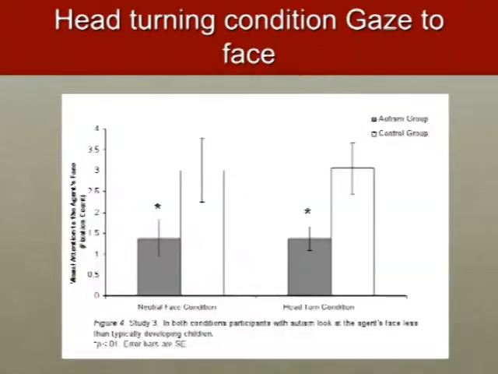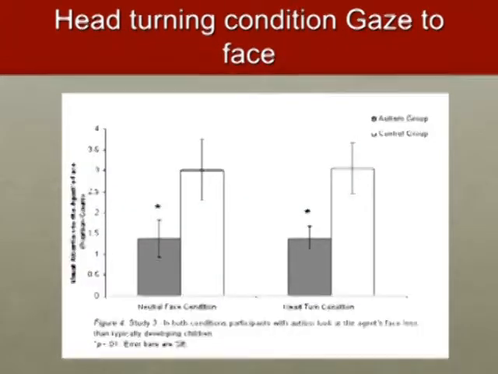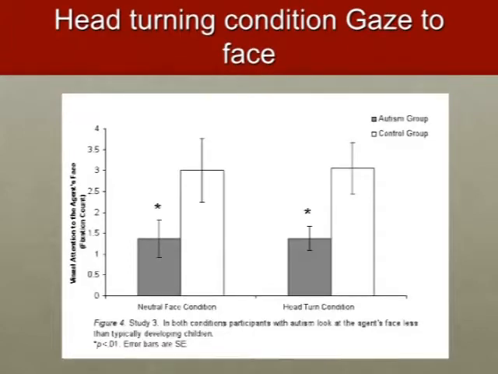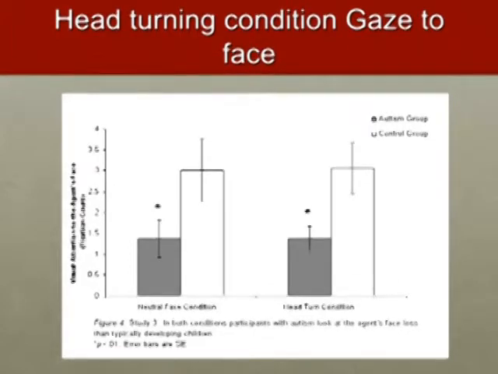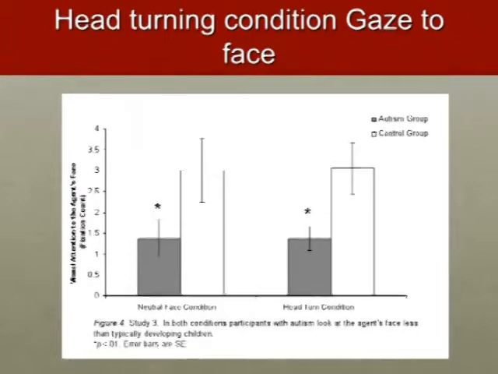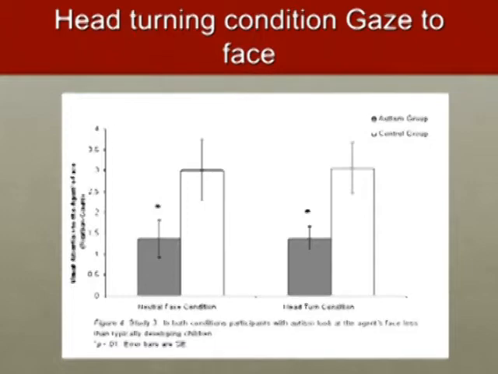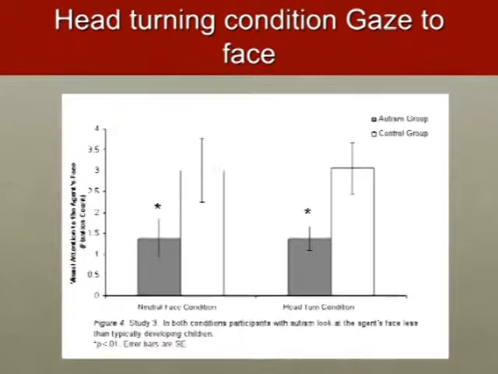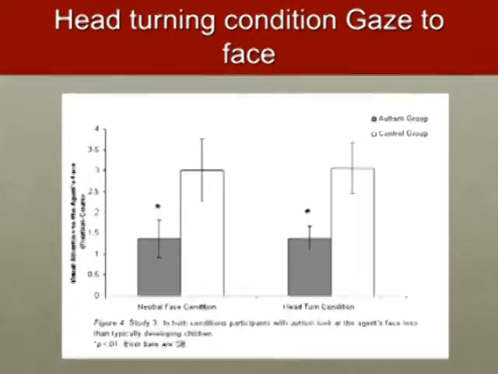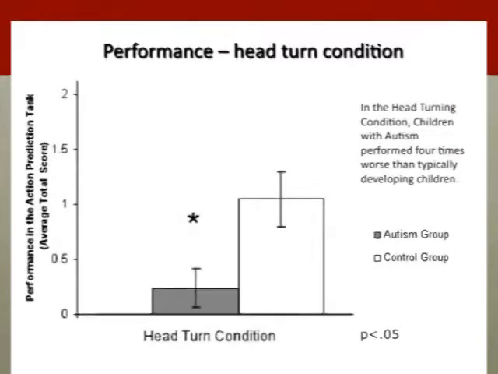So in this case, if we look at these two conditions in terms of eye tracking measures, what happened was exactly the same. In both conditions, children with autism are looking at the face less than typically developing children, and typically developing children are looking at the agent's face both when it's not necessary and when it's necessary to understand the agent's action. And in terms of performance, this second condition, the head turning one, was very difficult for our children with autism. In fact, they performed 4 times worse than typically developing children. Only one child passed both trials.